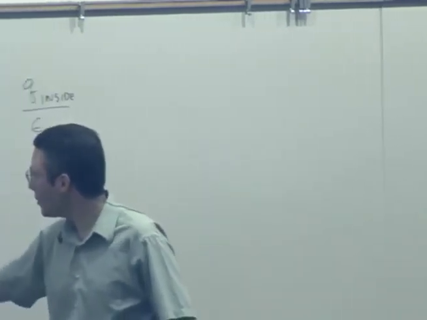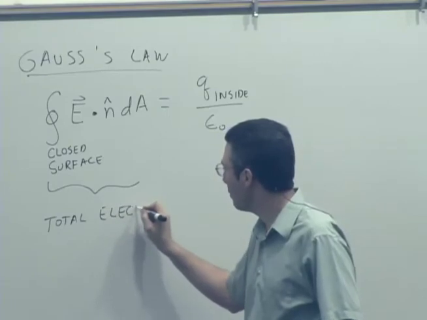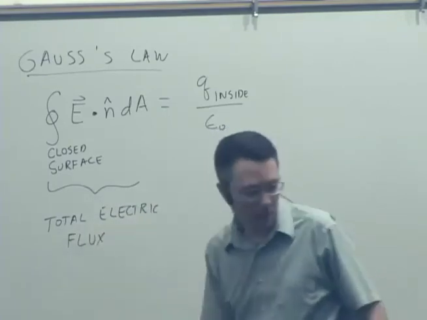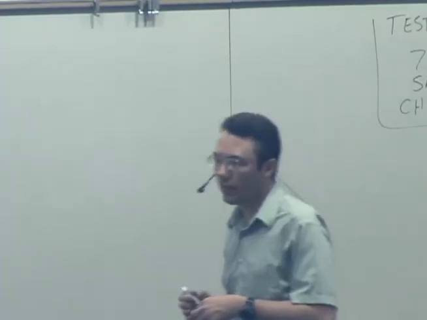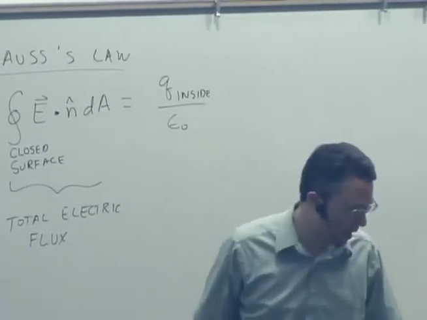And by the way, this thing is called the total flux over a closed surface. The book also has some formal proofs about some properties of Gauss's law.